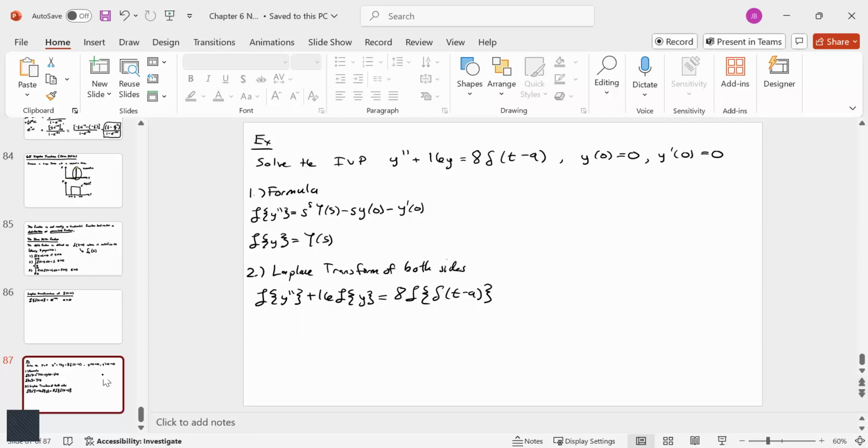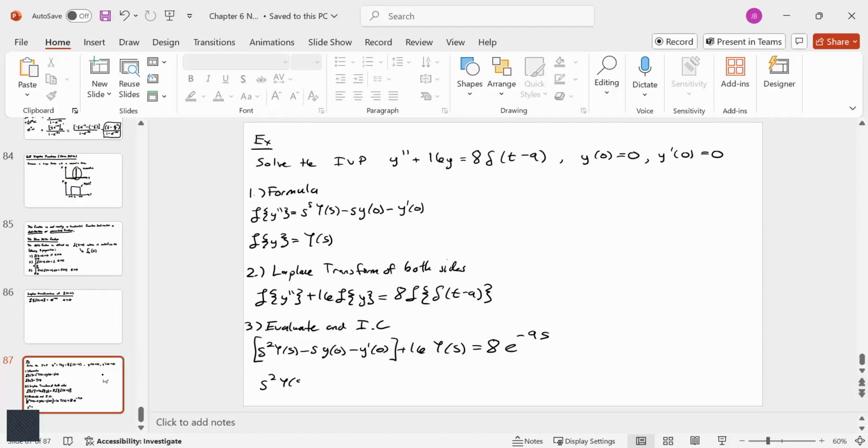All right. Step 3 is we're going to evaluate initial conditions. So s squared Y of s minus 0 times s minus, actually, I'm skipping a step, aren't I? Y of 0 minus y prime of 0 plus 16 Y of s equals 8 e to the negative 9s. If anything, that feels a lot easier than what we've been doing before. s squared Y of s minus s times 0 minus 0.